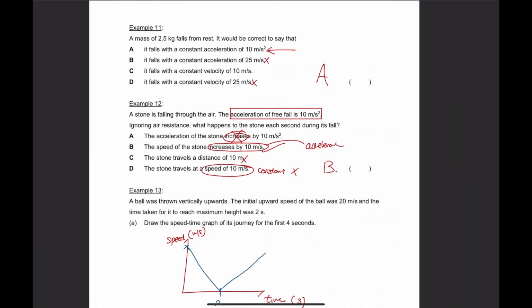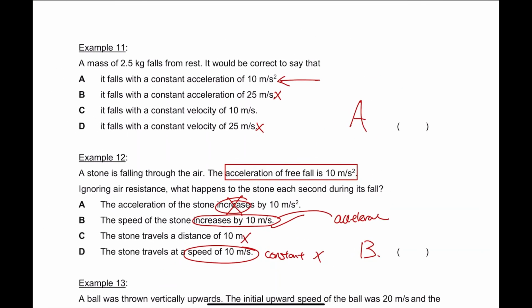If a 2.5 kg mass falls from rest, we need to know that there's a constant acceleration value of 10 meters per second squared. The very common mistake that students make is choosing C and D, whereby they think there is a constant velocity, but when you fall down to Earth, it's always at a constant acceleration value. So therefore the answer is A.